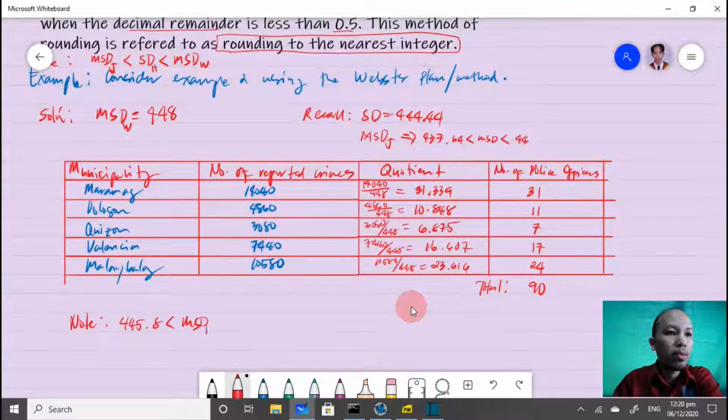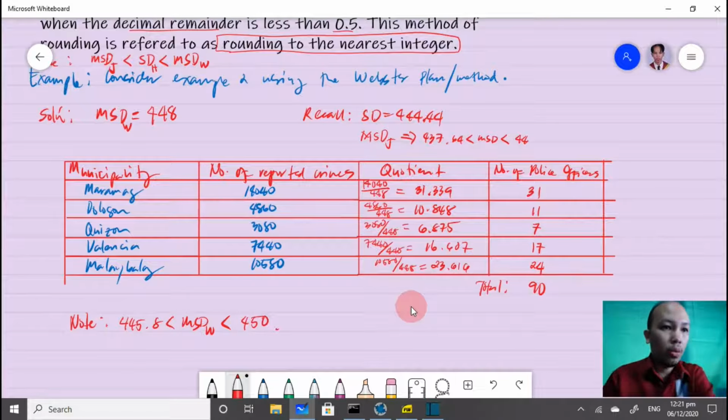Modified standard divisor for the Webster plan between 445.8 to 450. This is what I notice. You can try 449, 449.5, and you get the same result.